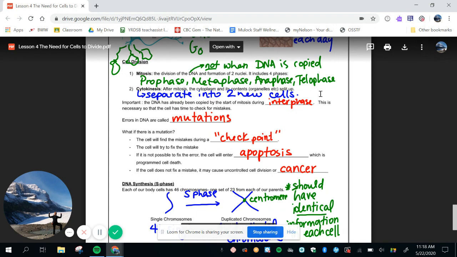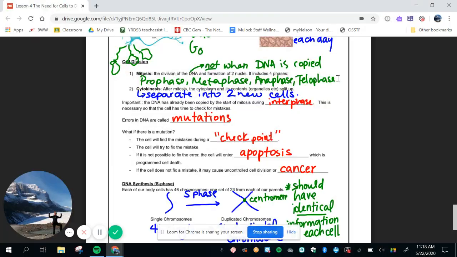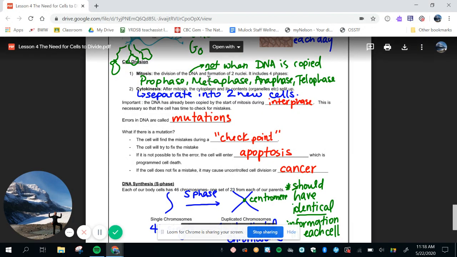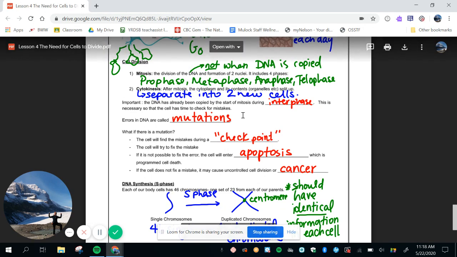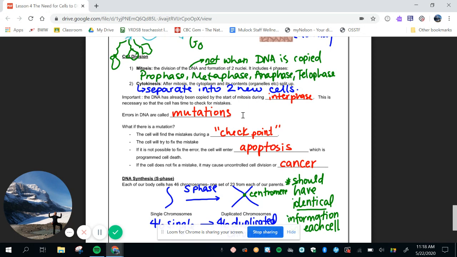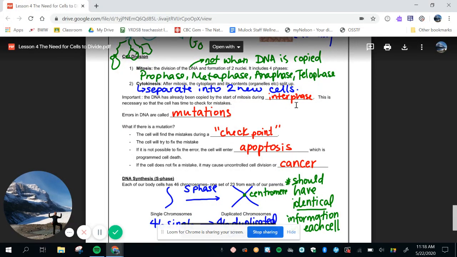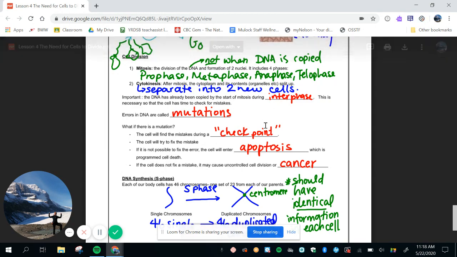We often short form this to PMAT. PMAT. So you'll see that written a couple of times. And cytokinesis, it means quite literally splitting of the cytoplasm. So that's going to be like ultimately to separate into two new cells. So just to quickly mention, the DNA has already been copied, as I mentioned before mitosis starts. So that happens during interphase. And this is so the cell can check out that the DNA is all good.